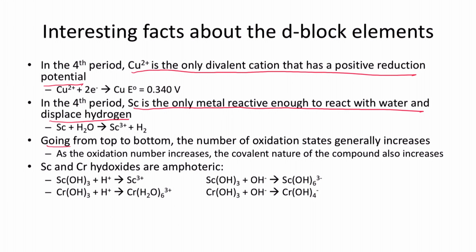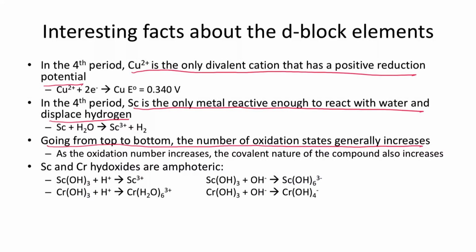So as I go from top to bottom in the D block, the number of possible oxidation states generally increases. Okay, it just becomes more and more complicated in terms of the different kinds of ions that these different transition metals can form. And there are some different explanations for this, mostly because of the size. As the number of oxidation states increases, the covalent nature of the compounds also increases. And so they start to become a little bit not as metallic when the oxidation number goes up and up.